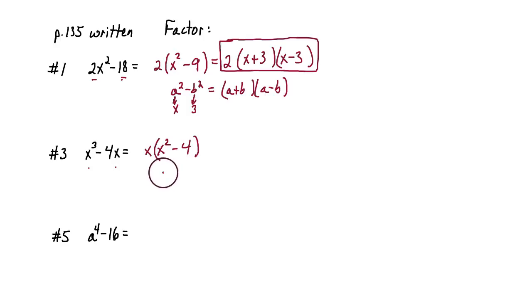It does. It also is a difference of squares, where the letter a is an x and the letter b is a 2. So here's our x. 2 sets of parentheses. What times what is x squared? That would be x times x. What times what is negative 4? That would be positive 2 times negative 2.